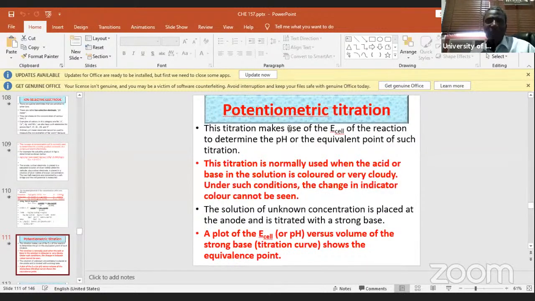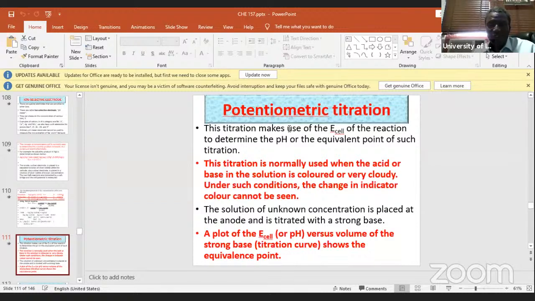Potentiometric titration makes use of the E cell of the reaction to determine the pH or the equivalent points of such titration. Normally, when you do a normal acid titration, you are able to see a color change. But in a situation where what you have is very cloudy and you cannot say this is when the color is changing, instead of using an indicator, you use what we call potentiometric titration.